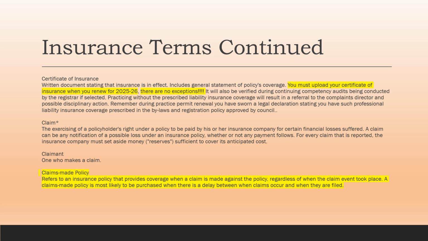A claimant is one who makes a claim, and most importantly, for pediatric and neonatal respiratory care, a claims-made policy refers to an insurance policy that provides coverage when a claim is made against the policy, regardless of when the claim event took place. A claims-made policy is most likely to be purchased when there is a delay between when the claims occur and when they are filed. And this is typical in pediatric neonatal care.